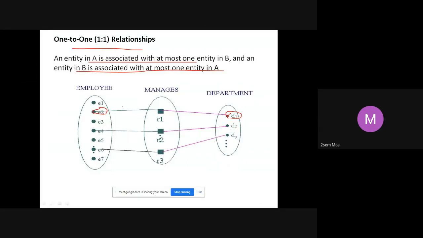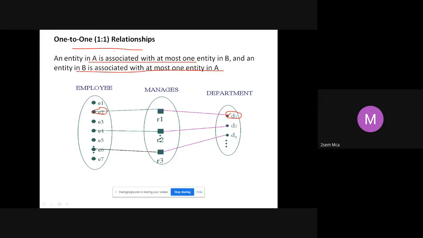So 1 to 1 means what? One employee manages one department. That's all. That means only one employee. At most, how many managers can you have in a department? There's only one manager. Correct? One employee acts as a manager for one department. And in one department, how many managers can you have? You can have only one manager. So both ways it should be satisfied.